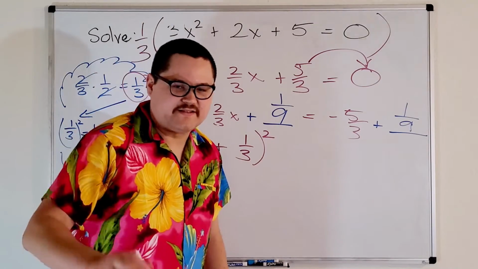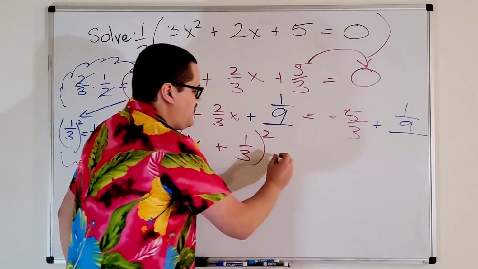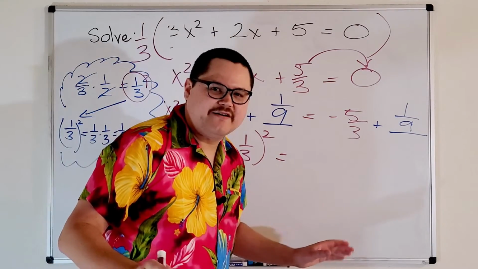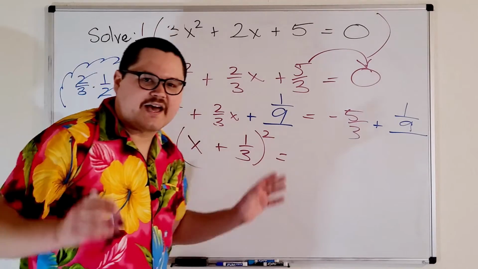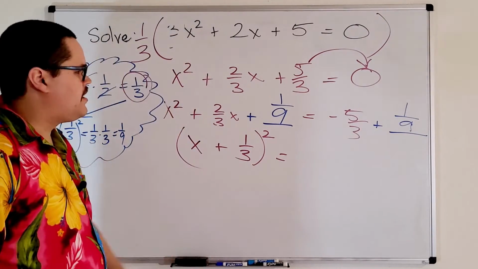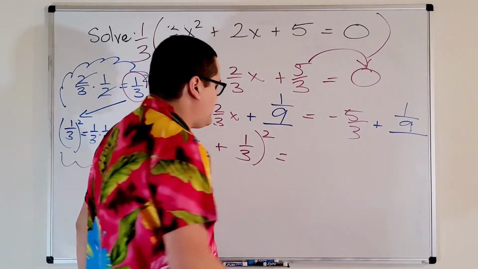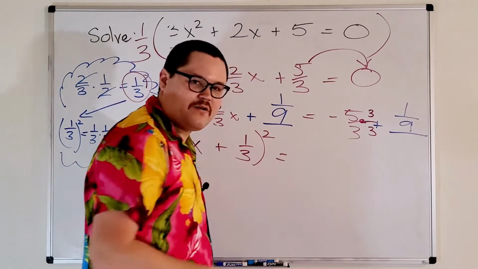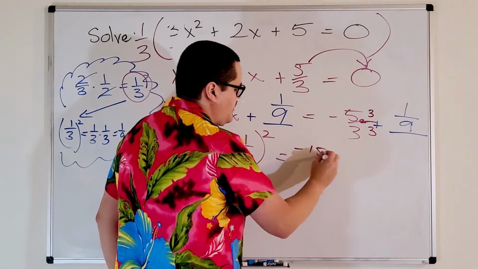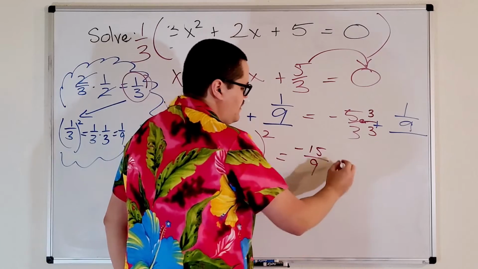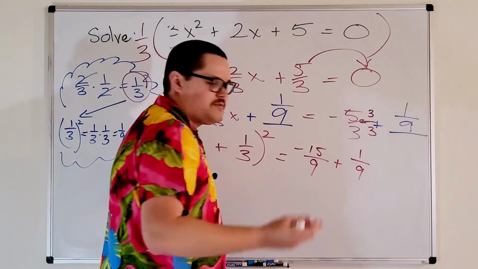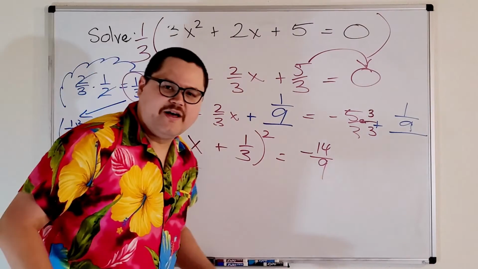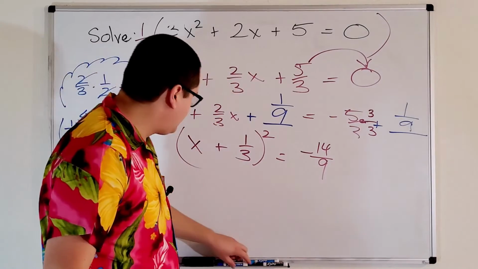I'm not going to check that this time. On the right-hand side, you have negative 5/3 plus 1/9. How can we add those? You need to get a common denominator. So we need to multiply by 3 over 3. If we do that, multiply across, negative 5 times 3 is negative 15, and 3 times 3 is 9. So we have negative 15/9 plus 1/9, which is negative 14/9. Now we can square root both sides.